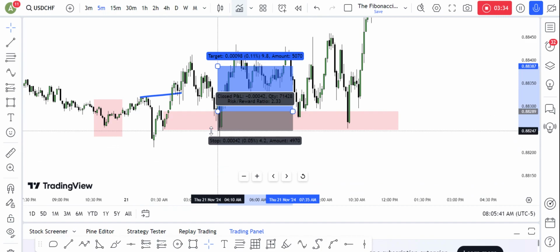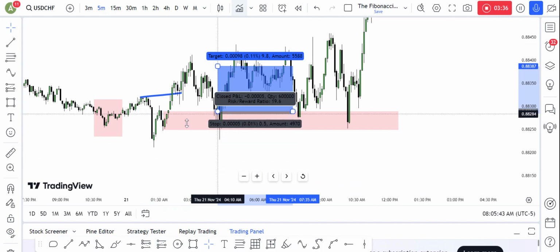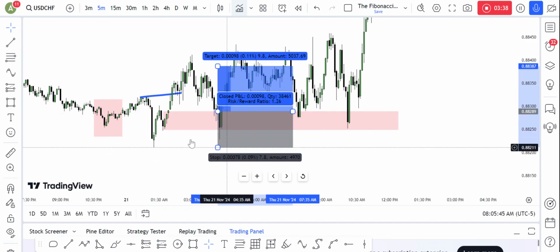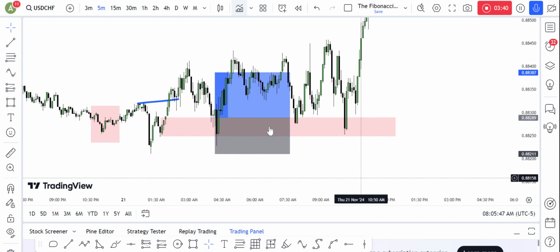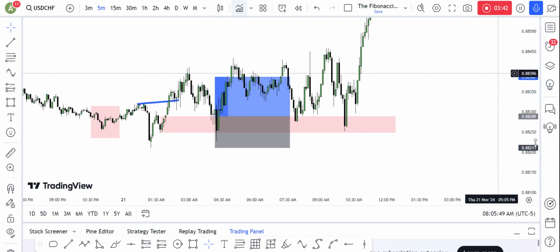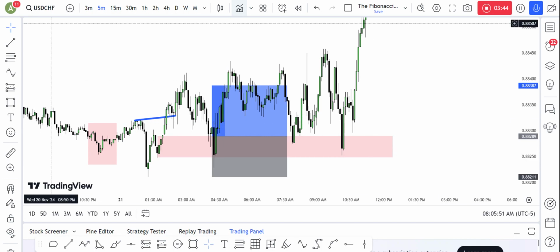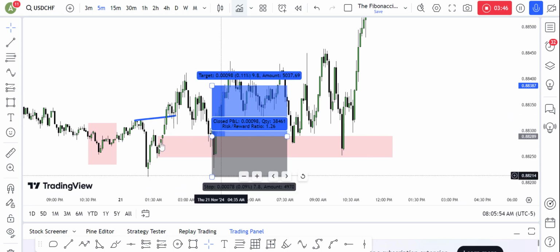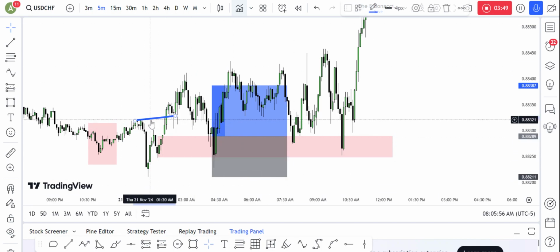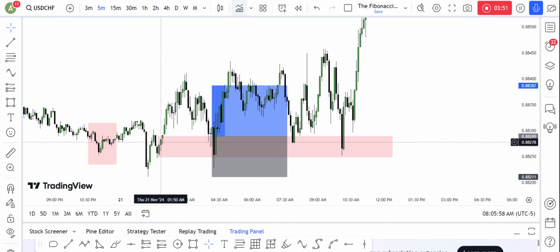Here I did not wait for the structural shift because price was already bullish structured. My TP was around the top. I will show you where my TP was. In the 5 minute time frame, we have seen the breakout structure, the microstructure shift, and now I have entered here in this 5 minute order block.